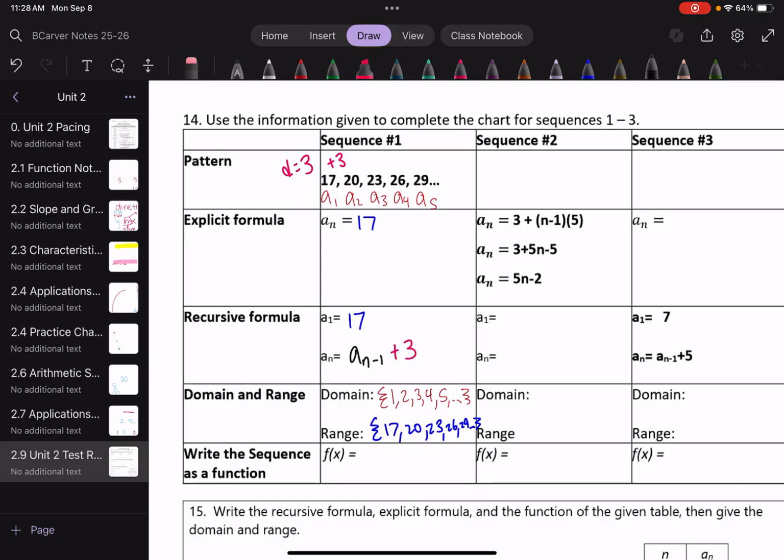If you don't remember what it looks like, we do give you the formula sheet. That's going to be a sub n is equal to a sub 1 plus n minus 1 multiplied by d, and your recursive formula is a sub n is equal to a sub n minus 1 plus d. And I'll go ahead and color code that for us.